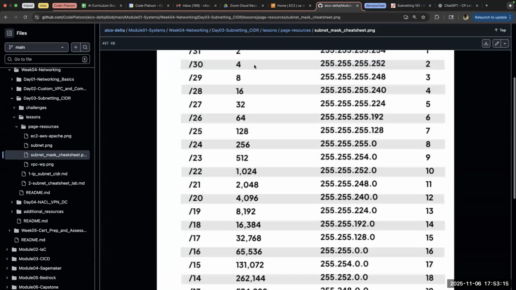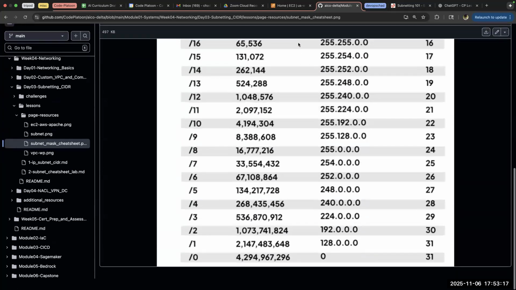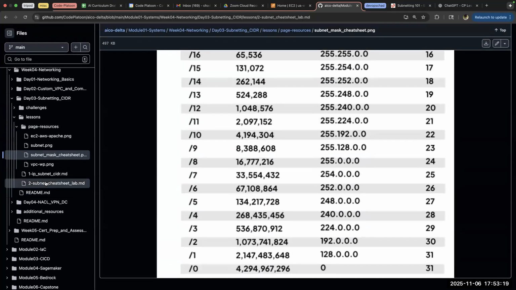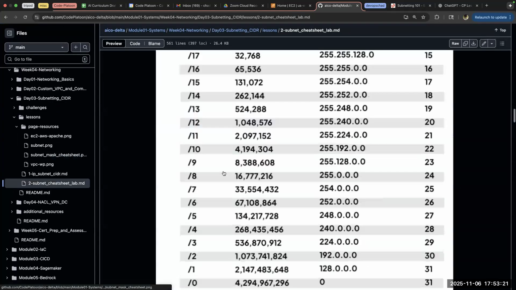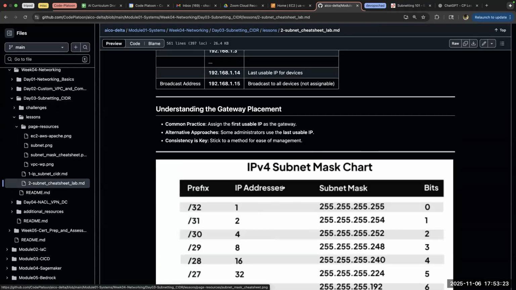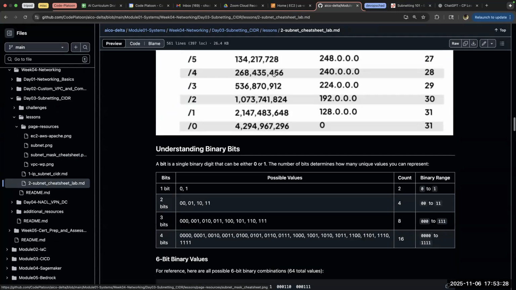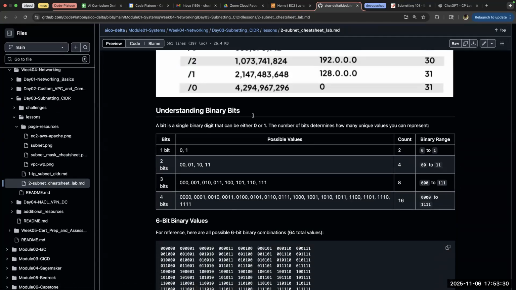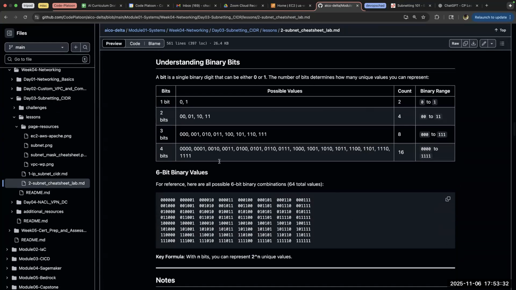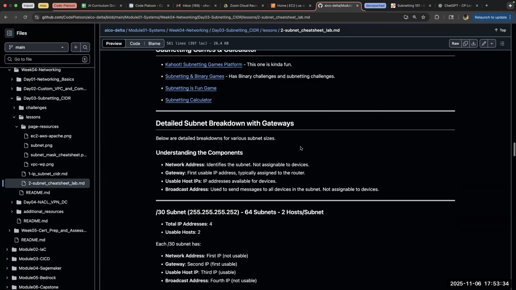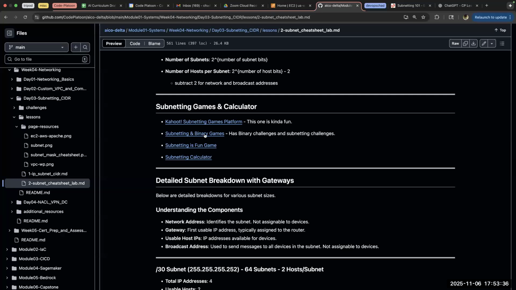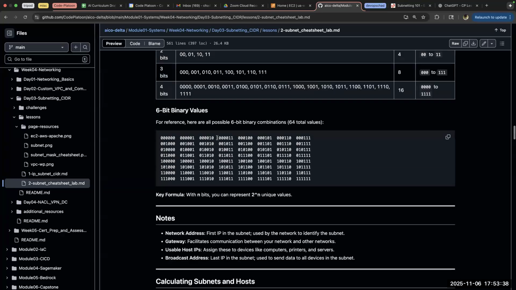Again, this is a really, really helpful cheat sheet. I even have a link to this. If you don't want to just copy it, I can share the link to the page. It's pretty good. We went over understanding binary bits. If you want to understand this more, just play with GPT. And I do have a game here that has some binary stuff.